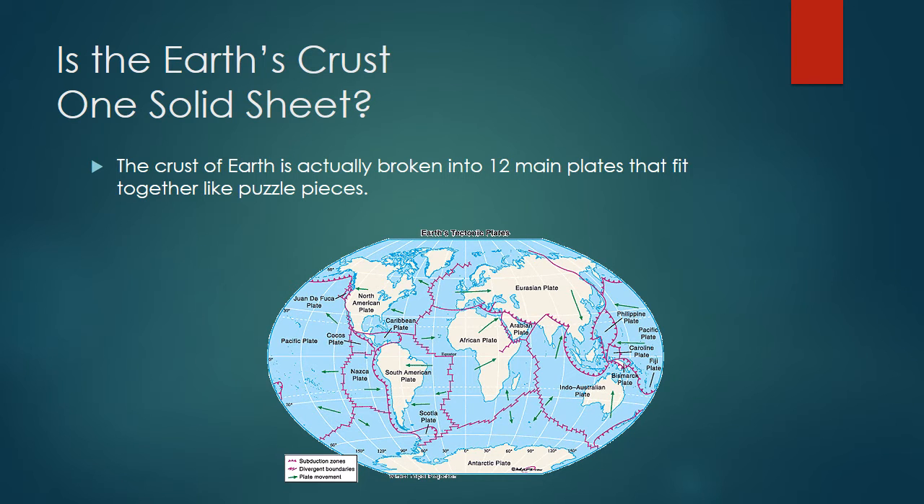Now children, our Earth's crust is not one solid sheet. It is broken up into 12 main plates. You can see that if we join these plates, they fit each other like a jigsaw puzzle. And these plates are called lithospheric plates.